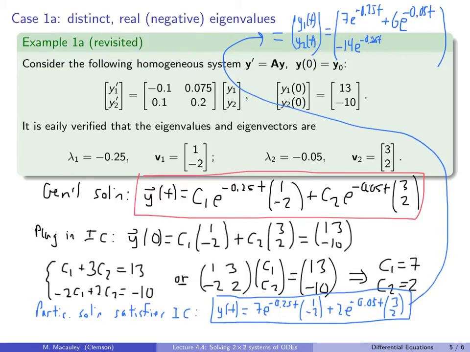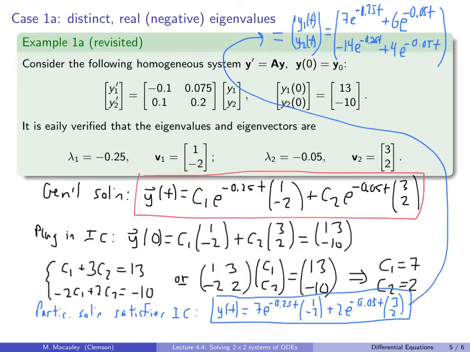Sorry about that. Plus 4, again that 4 is down here, 2 times 2, 4 e to the negative 0.05 t. Okay? So these are two different ways to write it. So literally y1 of t is this function and y2 of t is this function.